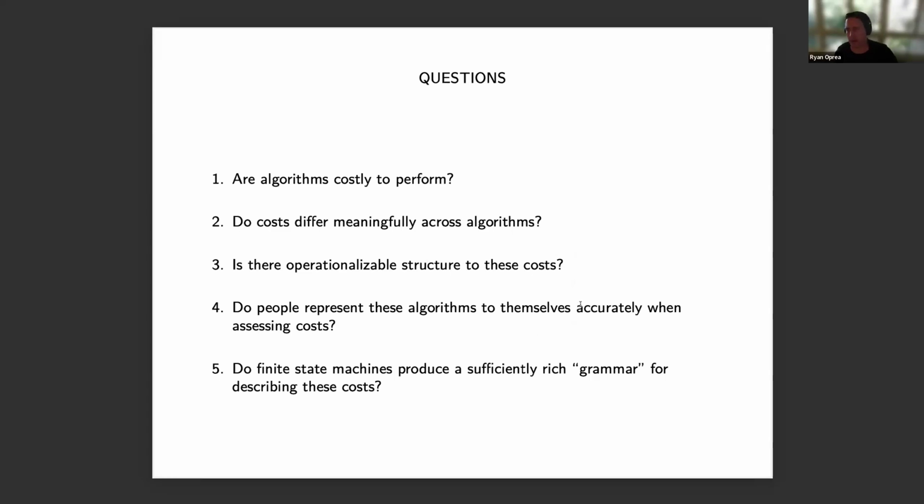Okay, here are the types of questions I want to ask with the design. Are algorithms per se costly to perform? Are they significantly costly to perform? Second question is, do those costs differ meaningfully across algorithms? So do people really treat different algorithms as if they're costly in different ways? And trying to translate that, are different algorithms complex for people to different degrees? The third question, this is the big one, is there operationalizable structure to these costs? Can I predict the costs of a rule based on mathematical characteristics of its algorithmic structure?